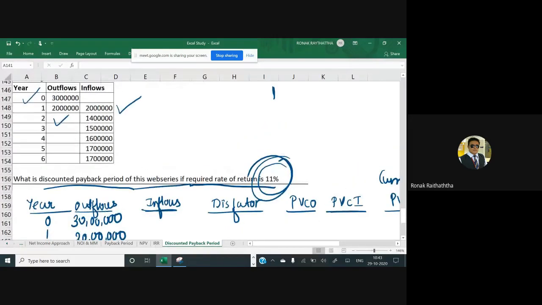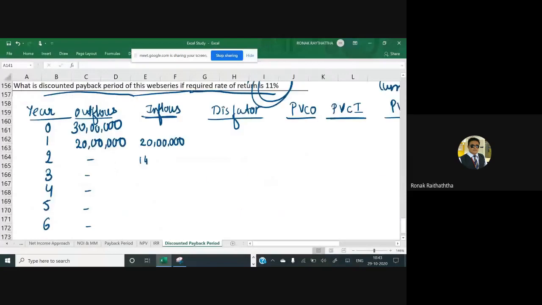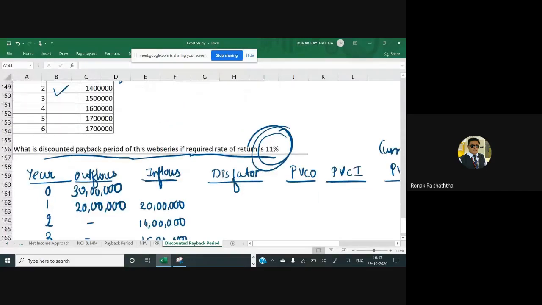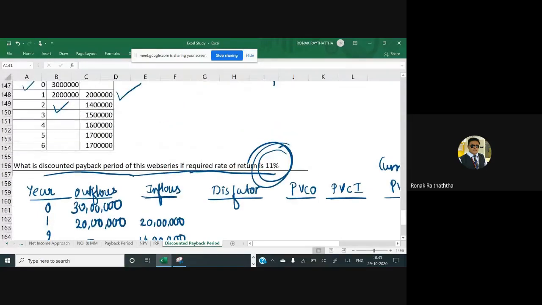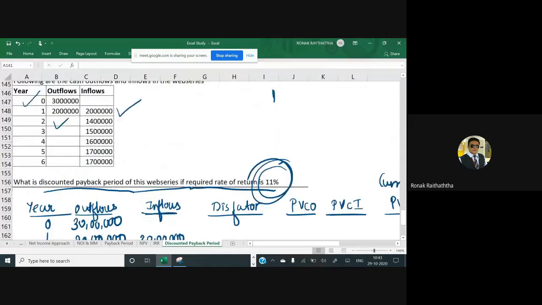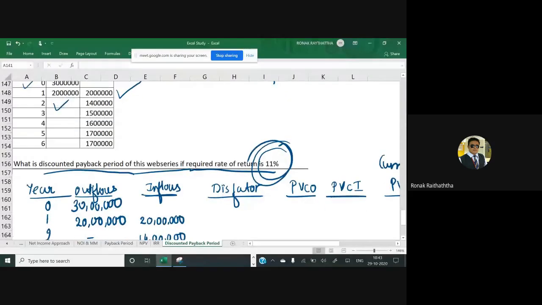20, 14, 15. Those who are just staring at the screen, I must tell them that they wouldn't be enjoying this lecture. In order to enjoy this lecture, you must start practicing as well, because it's the subject of writing and doing it simultaneously. And then we have 16, 17, 17.